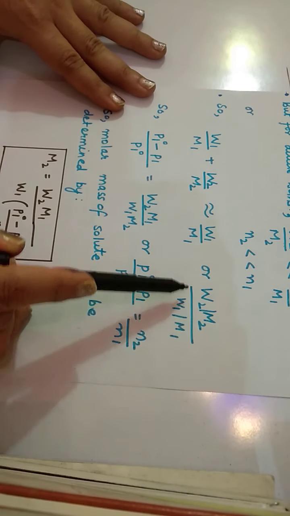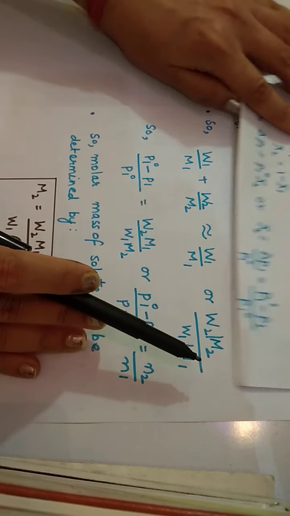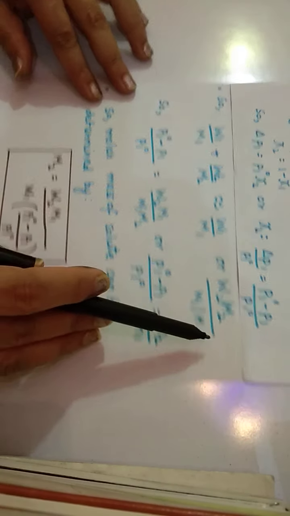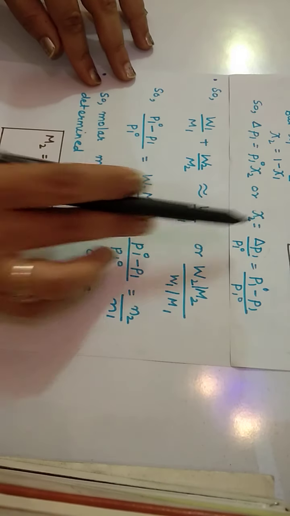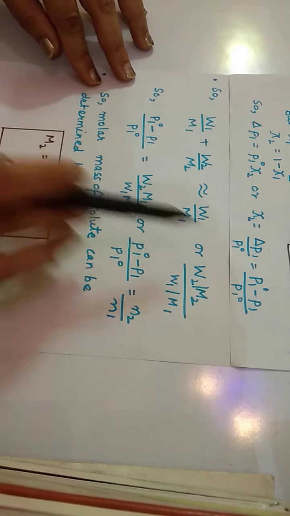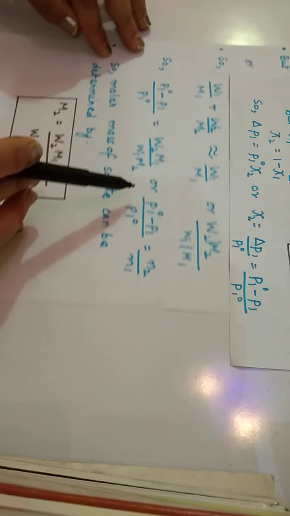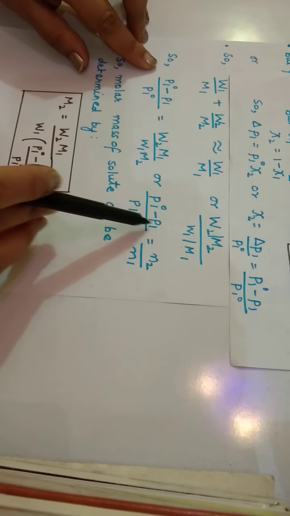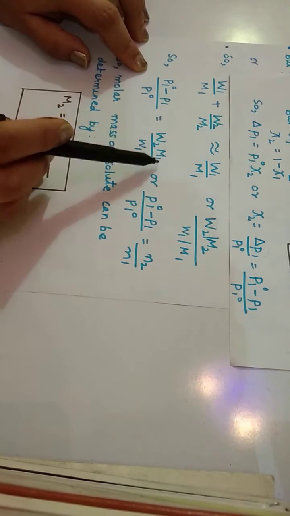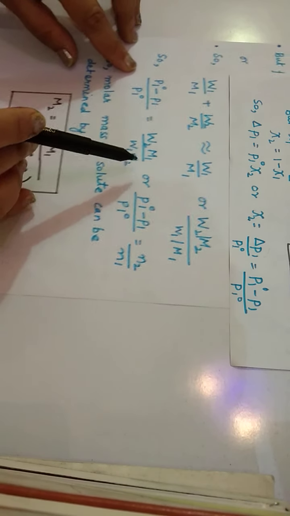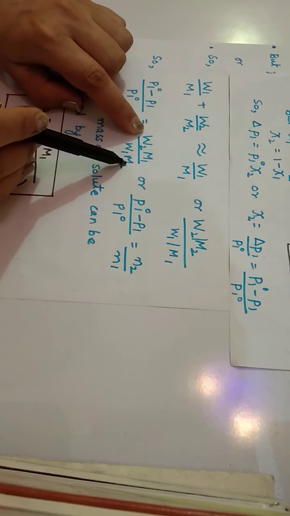So W2 upon M2 upon W1 upon M1. So putting the value in this, x2 is coming out to be equal to W2 upon M2 upon W1 upon M1. So x2 is equal to this, which is equal to P1 naught minus P1 upon P1 naught. Or you can say that P1 naught minus P1 upon P1 naught is equal to, children, W2 M1 upon W1 M2.